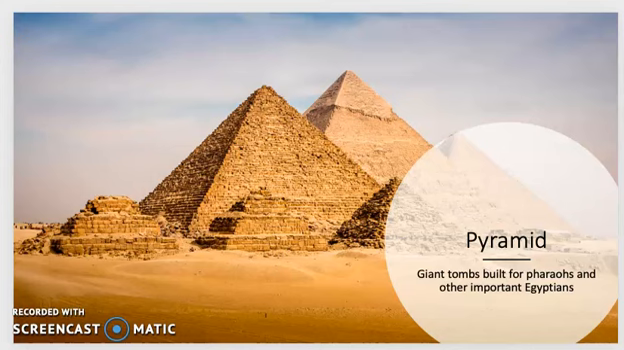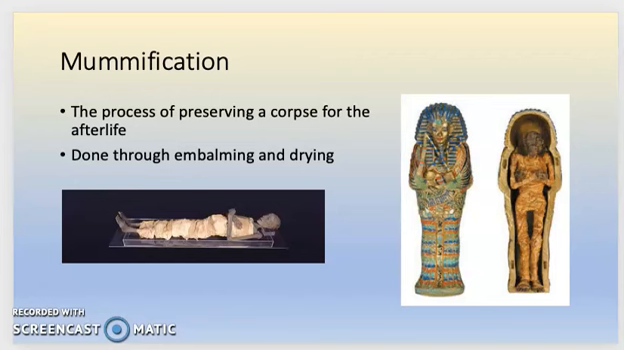When most people think of Egypt, I think this is probably the picture that comes to mind. Your next word is pyramid. Pyramids were giant tombs built for pharaohs and other important Egyptians. Some of these took years and years and years to make through the use of slave labor. But you can see some pictures in the background here of some pyramids.